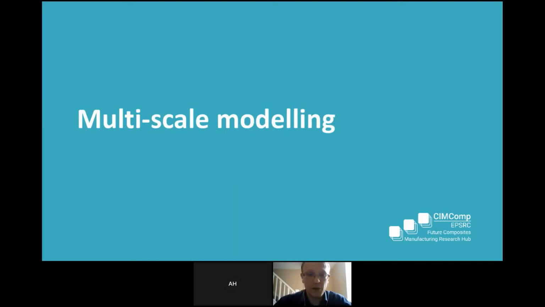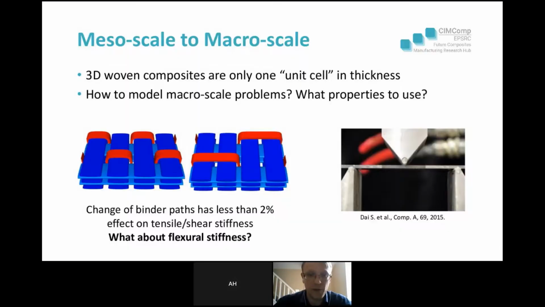Now I'll talk a bit about multi-scale modeling, and primarily about how we can get from the mesoscale to the macroscale. 3D woven composites, and 3D composites in general, are only one unit cell in thickness. This means they are relatively thin compared to their in-plane size, where the unit cell is repeated multiple times in X and Y directions. So how do we get macroscale properties from this unit cell? And actually, what properties do we need?